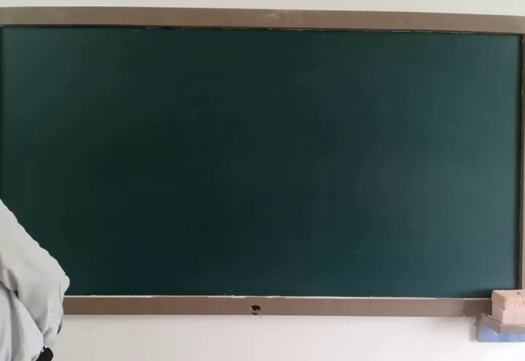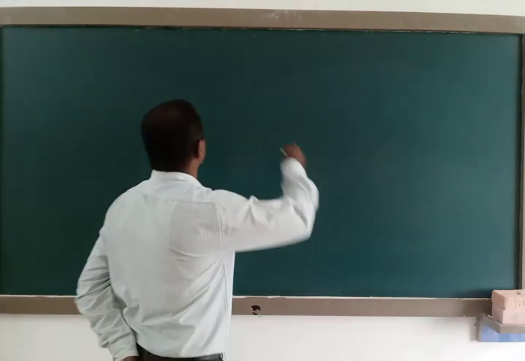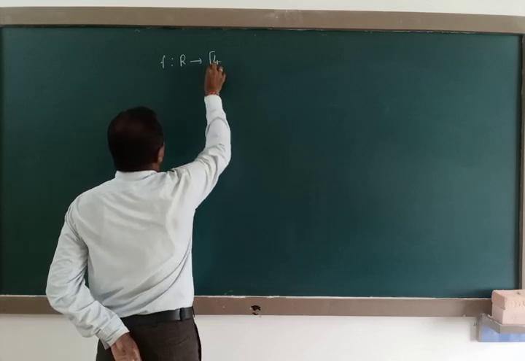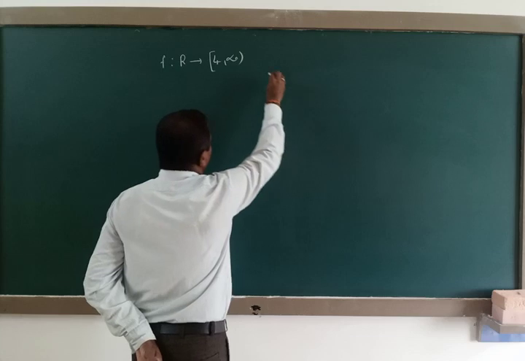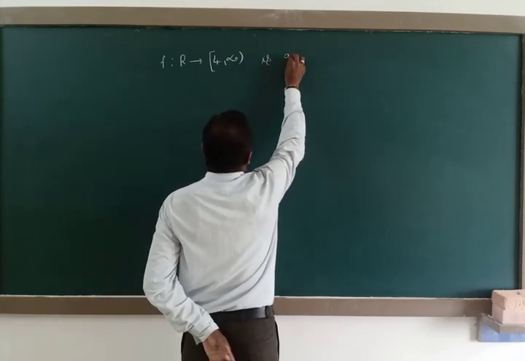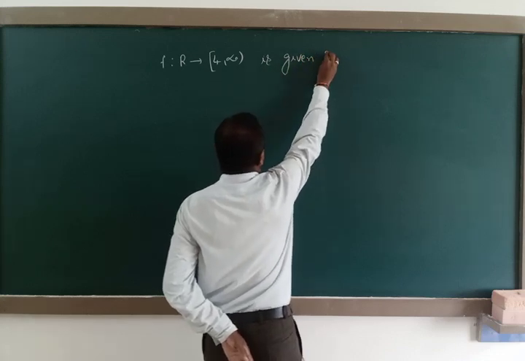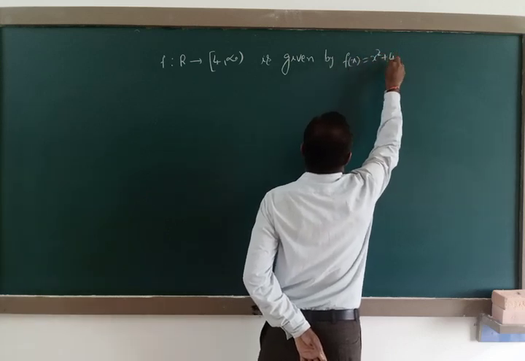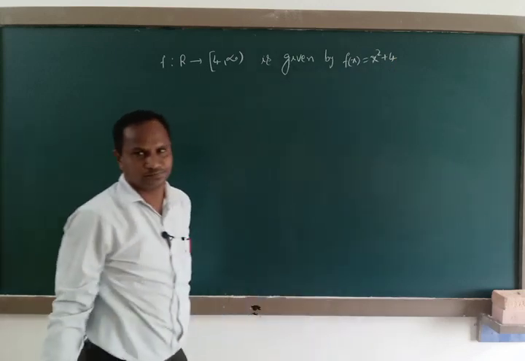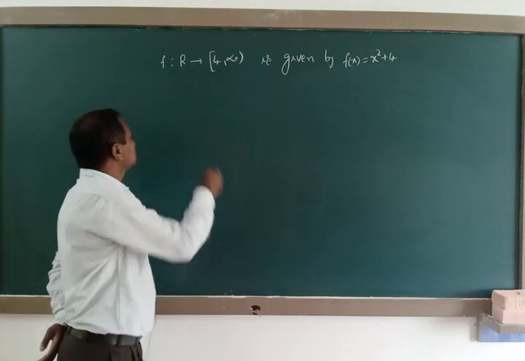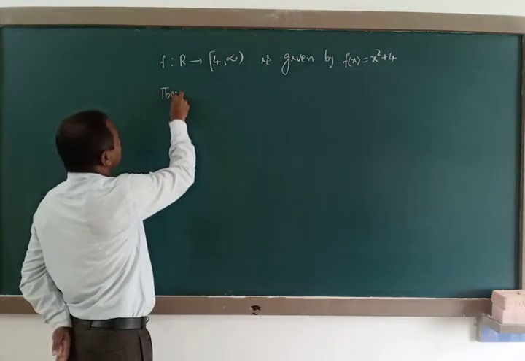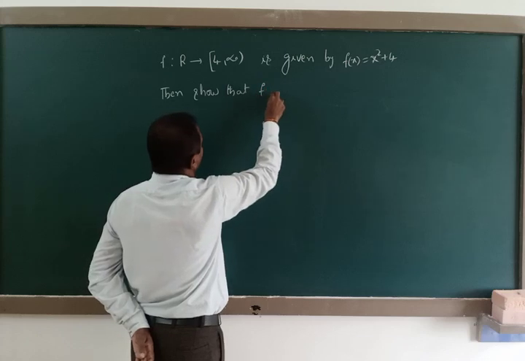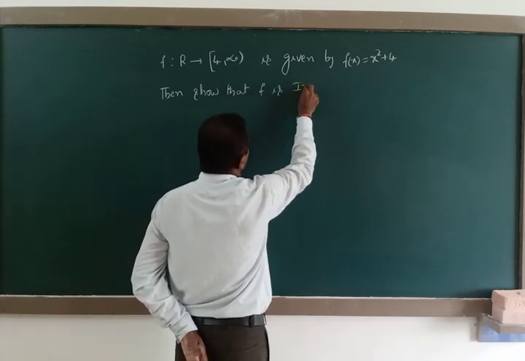Let f map from R to the closed interval [4, infinity), given by f of x is equal to x square plus 4. Then show that f is invertible.